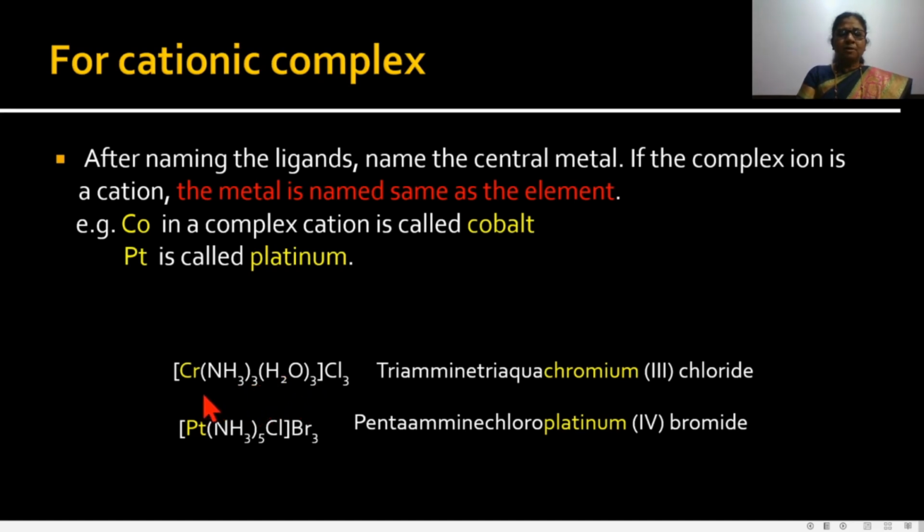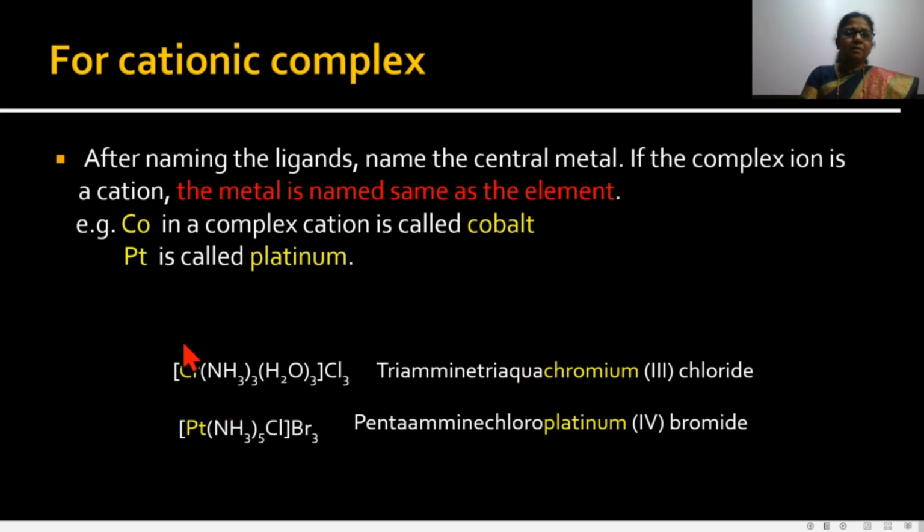Then from the IUPAC rule, first we write the name of the ligands. There are two different ligands, so add them in alphabetical order, amine and aqua. Which is first? The amine. So first write the name of these ligands. How many amines are there? Three. Therefore, triamine. Then water is called aqua. In the IUPAC name, water's name is aqua. How many aqua groups are there? Three. Therefore, triaqua. Triamine, triaqua.